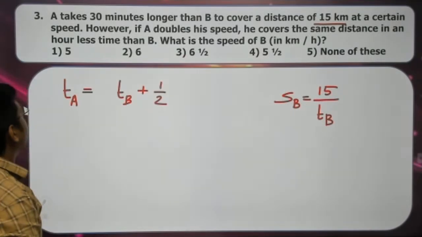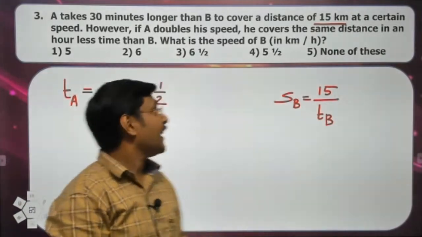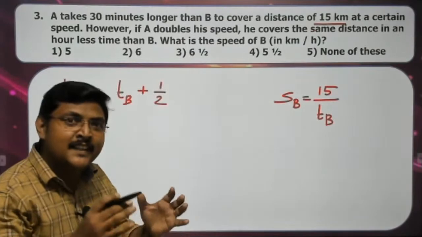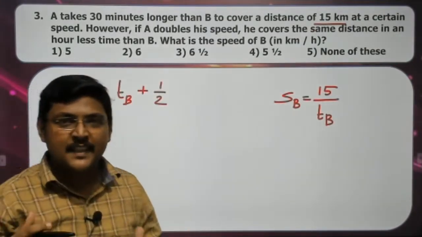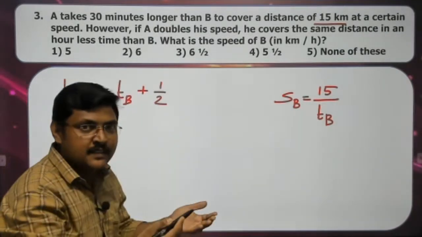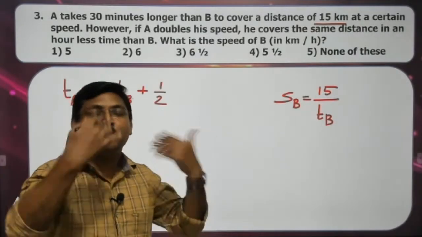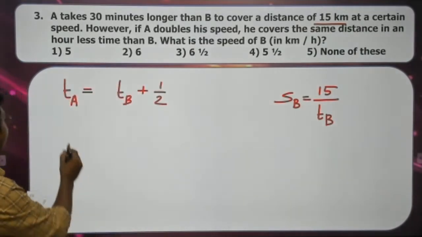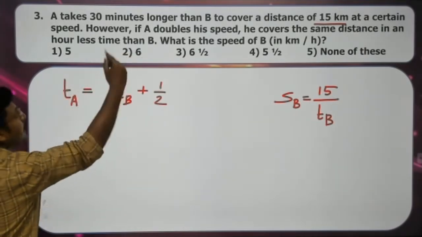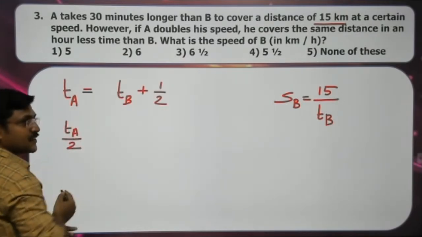Second condition is that, however, if A doubles the speed, we need to find the time. And next they are dealing with speed. To make the calculation easier, remember that I am considering in terms of time. We know that time is inversely proportional to speed. So here, if A doubles the speed, that means to cover that particular distance, the time taken by A will be half of the previous condition. So if in the previous condition the time taken by A is TA, and he doubles the speed, the time taken by him is half with respect to the previous condition.